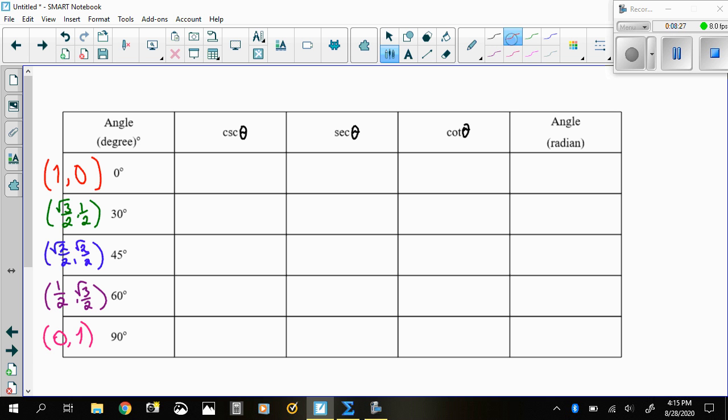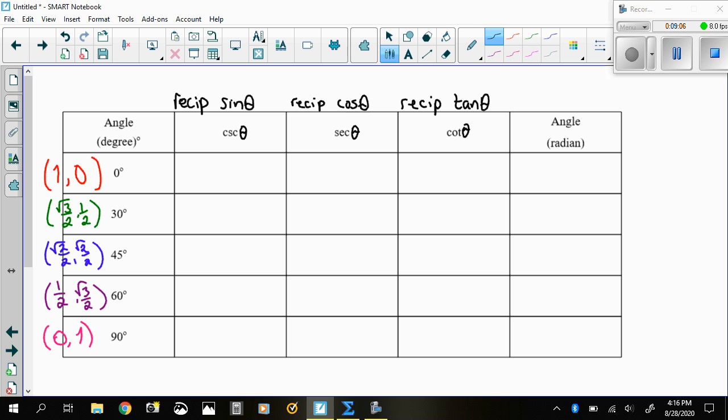Okay. Now, going back to the idea, cosecant is the reciprocal of sine. So if it's the reciprocal of sine, that means that we flip the ratio for sine to get the ratio for cosecant. Same thing for secant. We're going to have the reciprocal of the cosine, so we're going to flip the cosine ratio to find the secant ratio. And cotangent is the reciprocal of tangent, so again you can flip the tangent ratio.